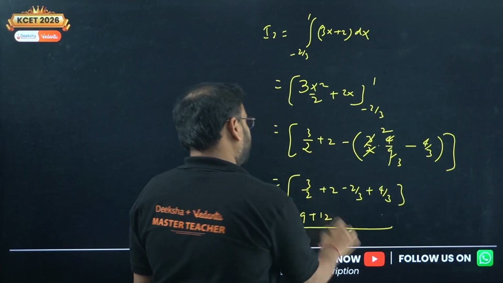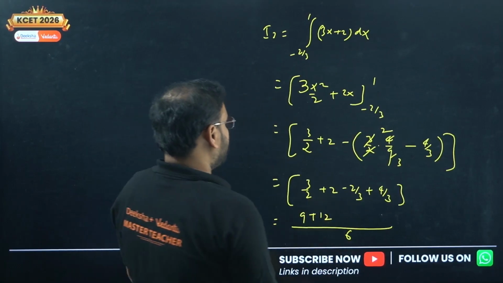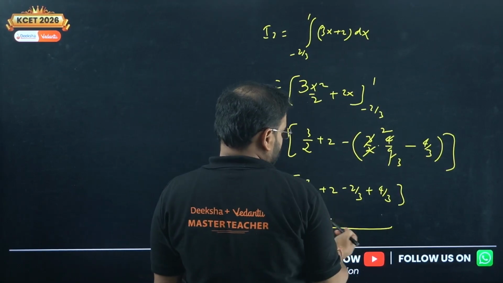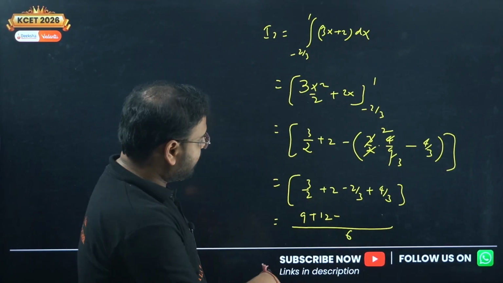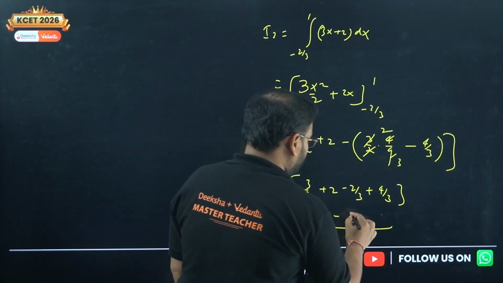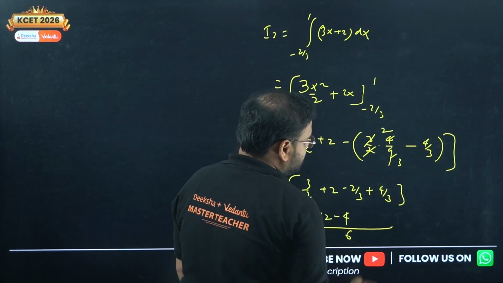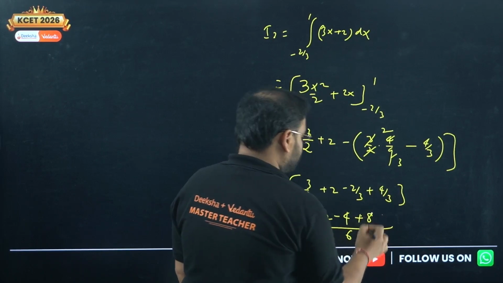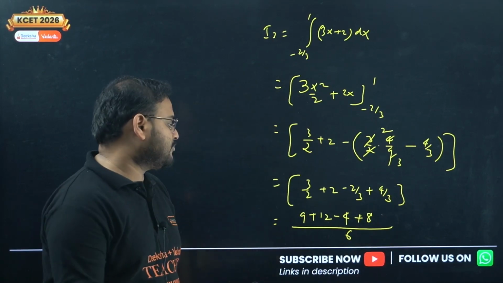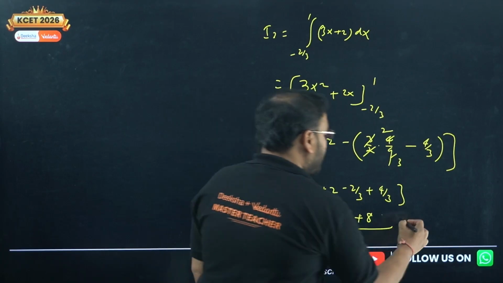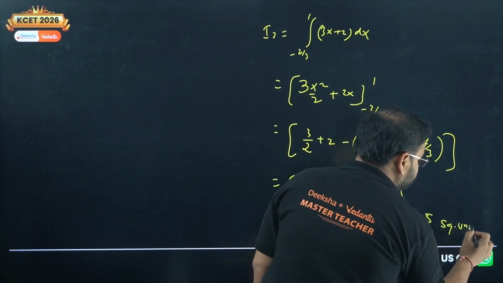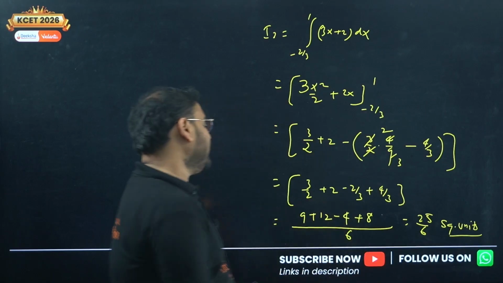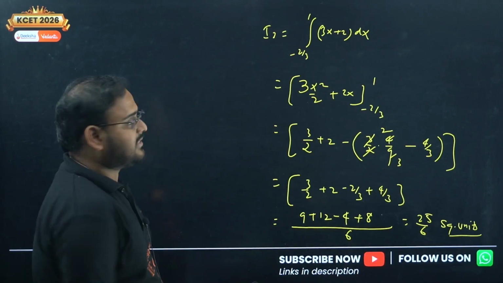Again, 12; 3 2s are 6, which means 3 3s are 9, and 1 6 are 2 6 are 12, minus 2 3 2s are... we have 3 2s over here, so I'll get 2 2s are means minus 4, and 3 2s are means 4 2s is 8. Check. 12 plus 8 is 20, plus 4 9 is 29, minus 4 will be 25 by 6 square units.